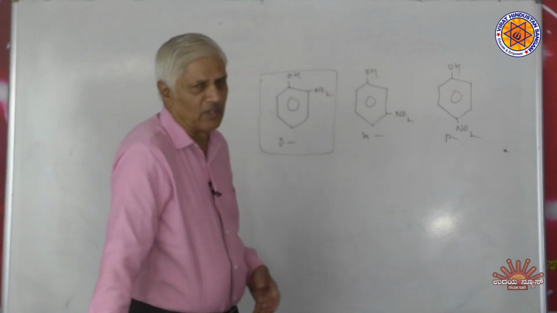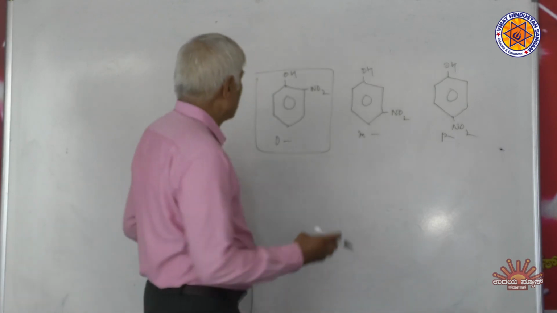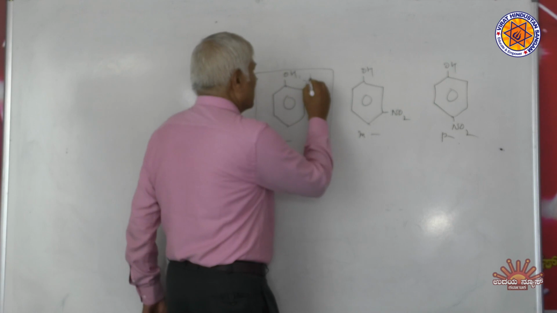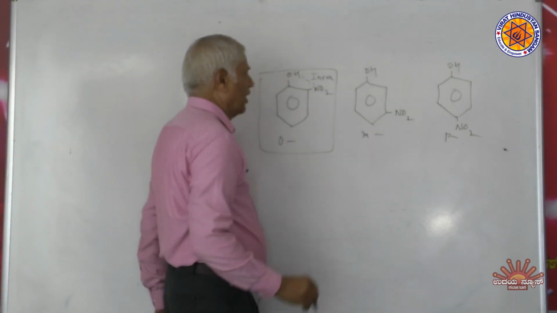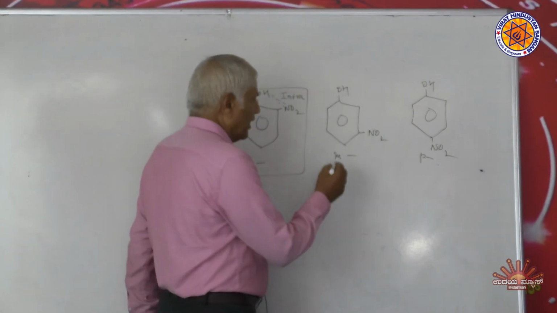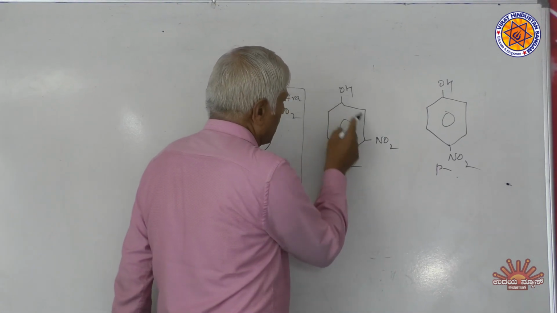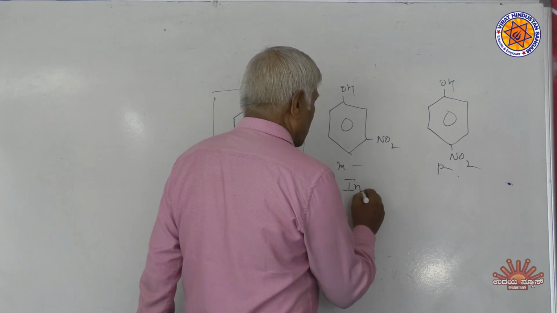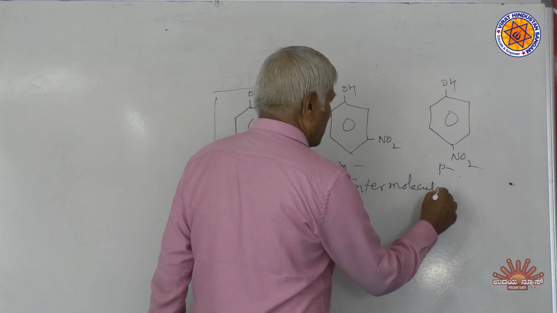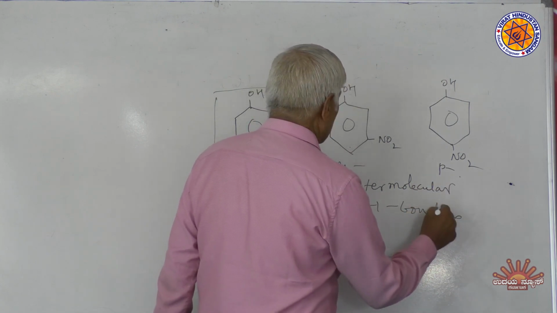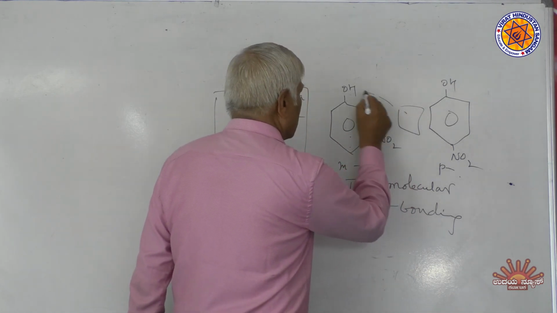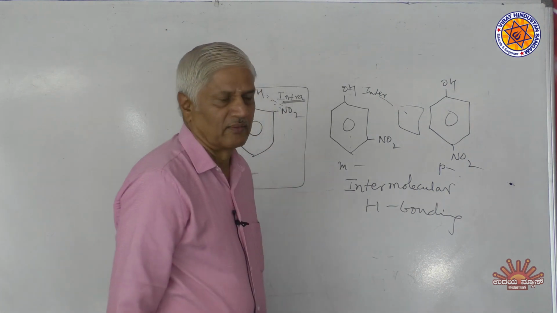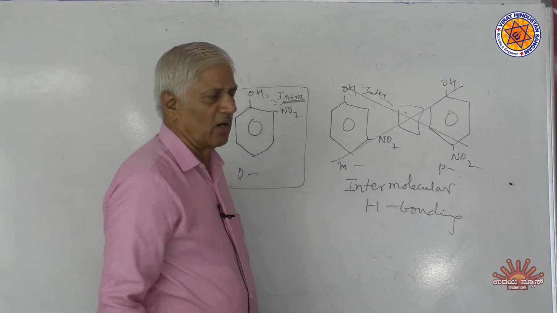On many occasions, even in first PUC, we have told you, in orthonitrophenol there is a hydrogen bonding between hydrogen and oxygen like this. This is called intramolecular hydrogen bonding. But in metanitrophenol and paranitrophenol, OH and NO2 are away from each other. Such hydrogen bonding is not possible. Instead, they form intermolecular hydrogen bonding, which means this molecule and one more molecule like that. Intermolecular hydrogen bonding is stronger compared to intramolecular. Therefore, these two are more soluble in water compared to this.